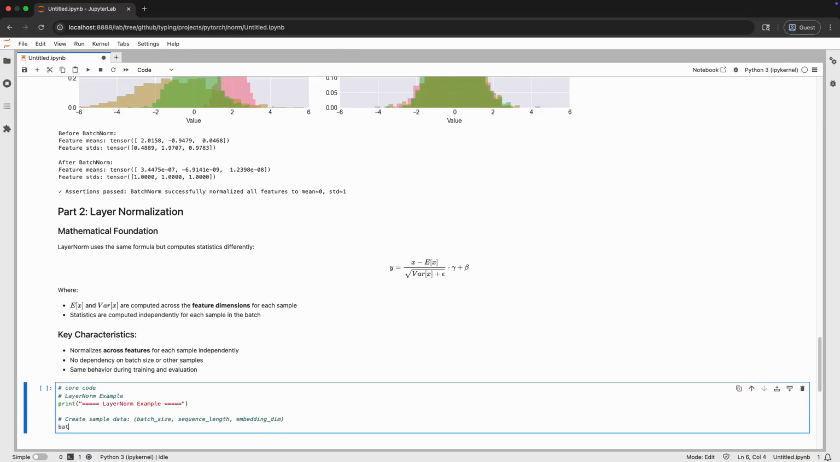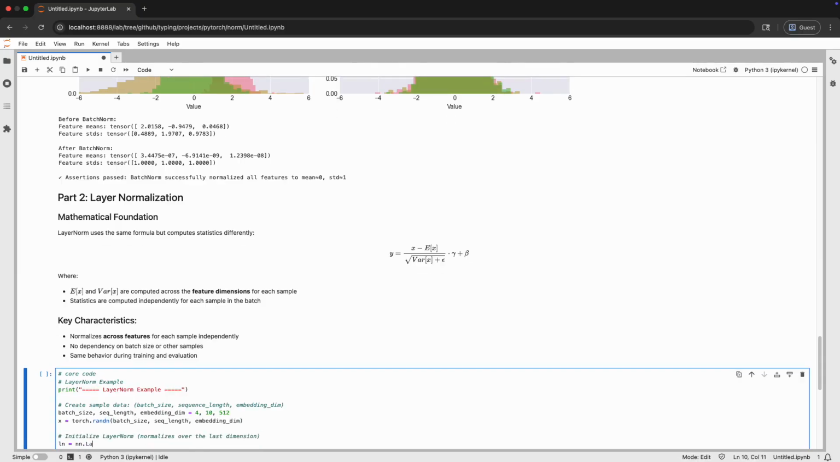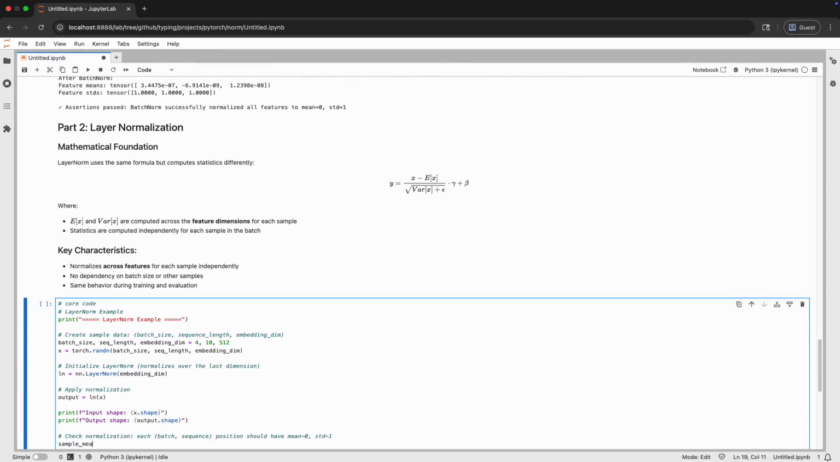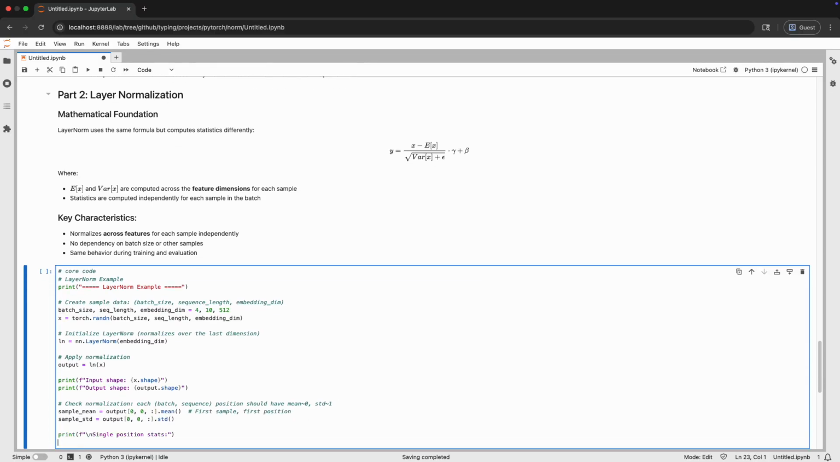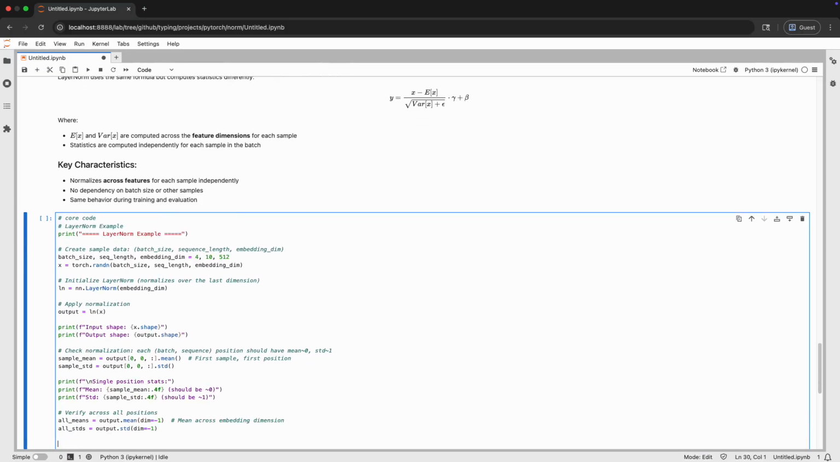Let's demonstrate LayerNorm with a typical use case in transformers. We'll create data representing a batch of sequences with embeddings. Here we have 4 samples, each with 10 sequence positions and 512 dimensional embeddings. LayerNorm will normalize across the embedding dimension for each position independently.